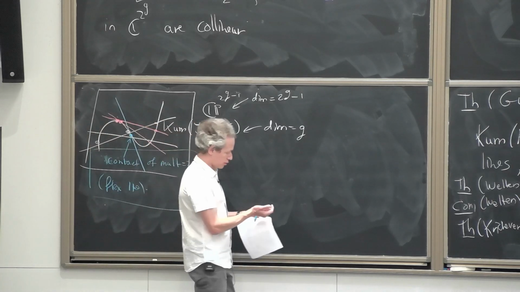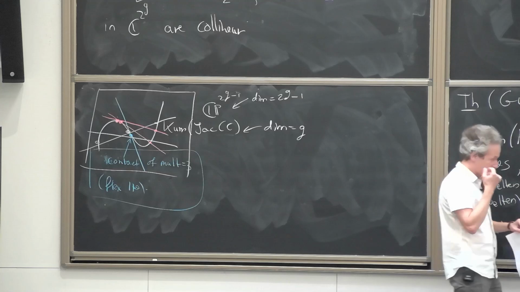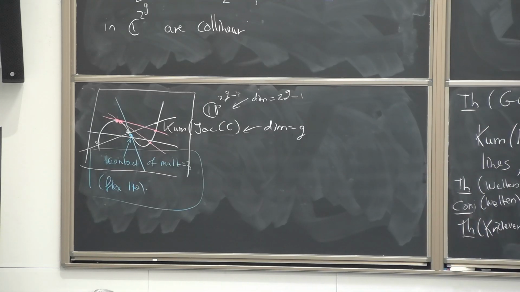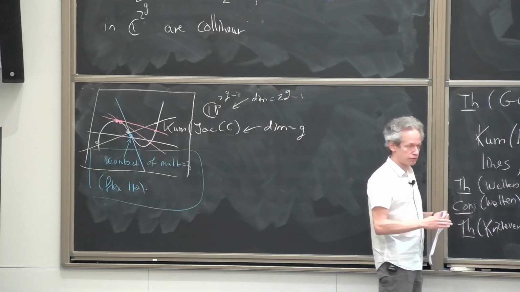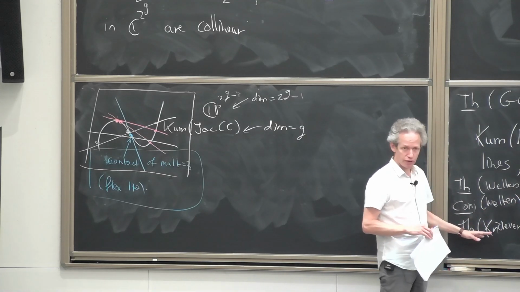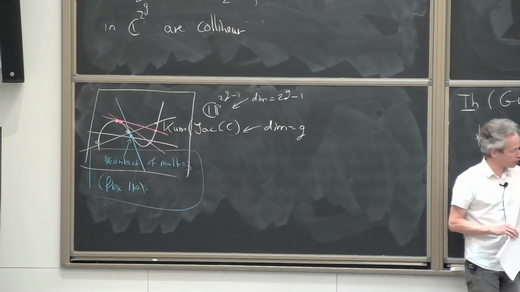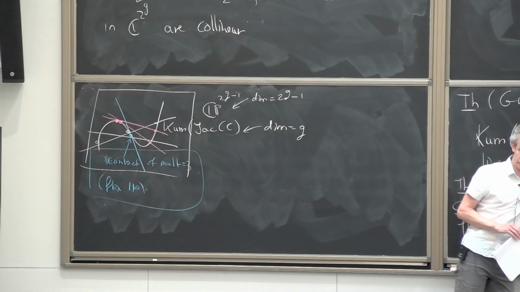So the goal for the remaining 15 plus 2 times 90 minutes is to try to tell you a proof of this theorem. So I want to tell you a proof of this theorem of Krichever that if the Kummer image has one flex line, then you have a Jacobian.